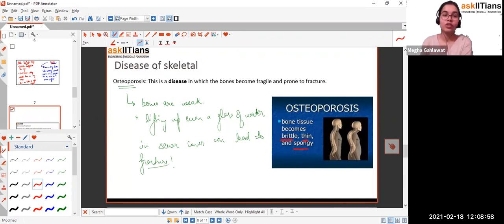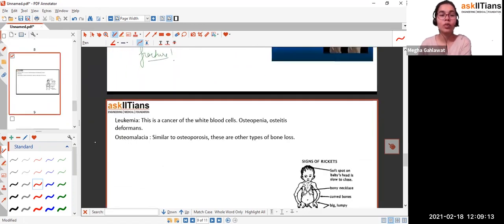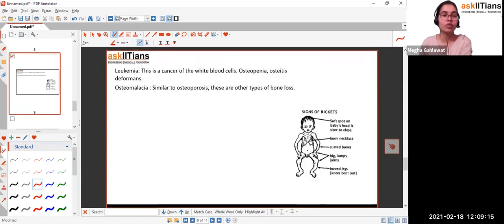All right. Osteoporosis, although it is found in old people, people who have gone over the age of 70, could also be found in little kids who do not drink milk, or who do not have a lot of calcium in their bones. Now moving forward to leukemia and osteomalacia.